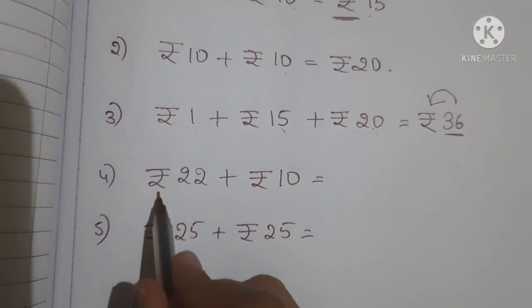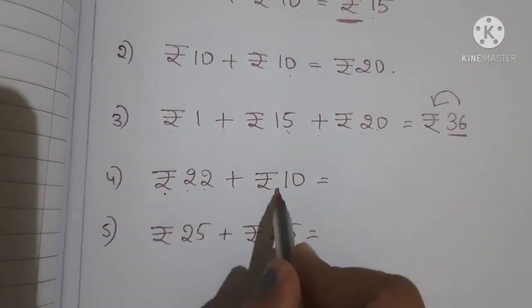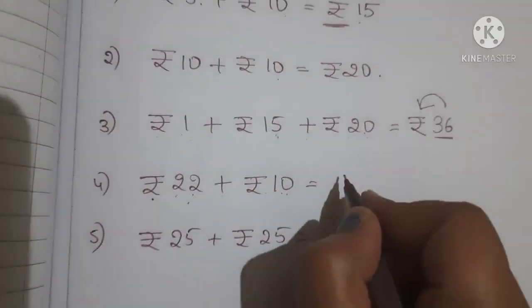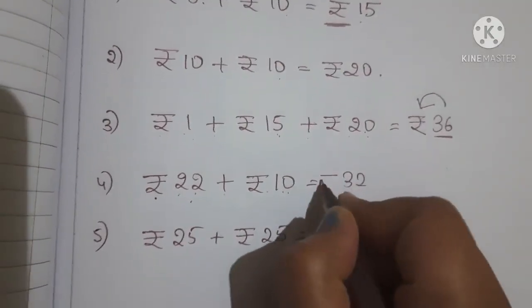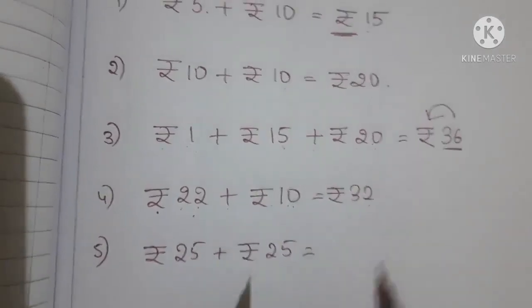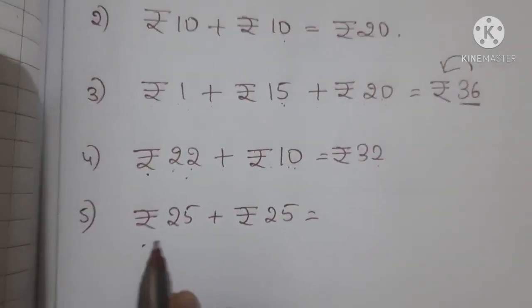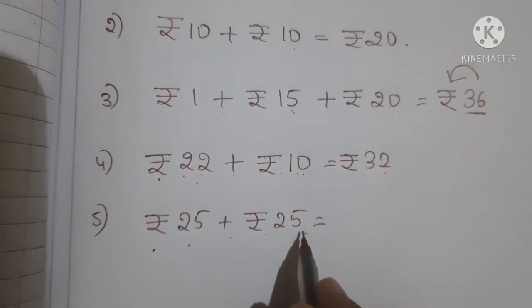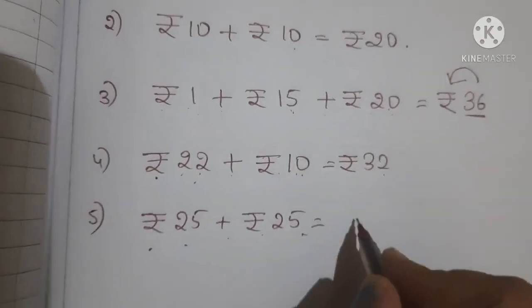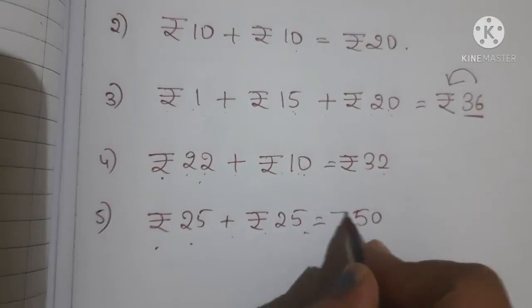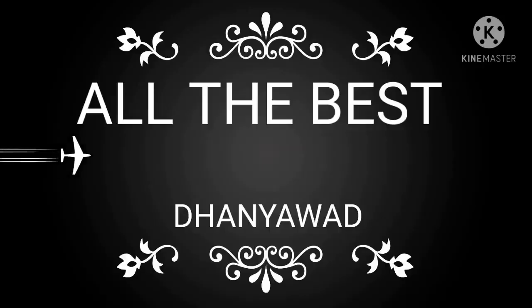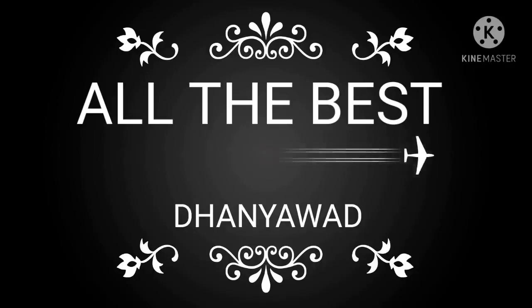Okay. Rupees 22 plus rupees 10. 22 plus 10 is 32. Sign should be before the number. Next one. Rupees 25 plus rupees 25. How much? 25 plus 25 is 50. Sign should be before the number. That is rupees 50. All the best for your PA4 exam.